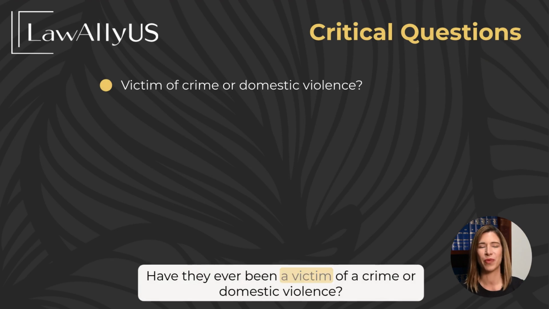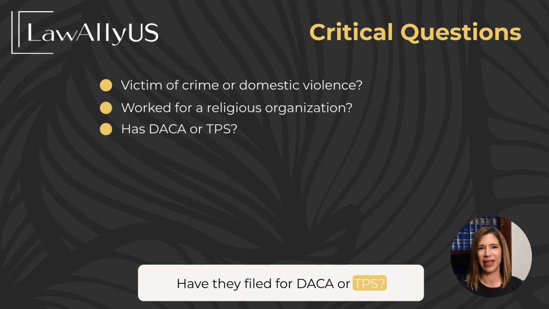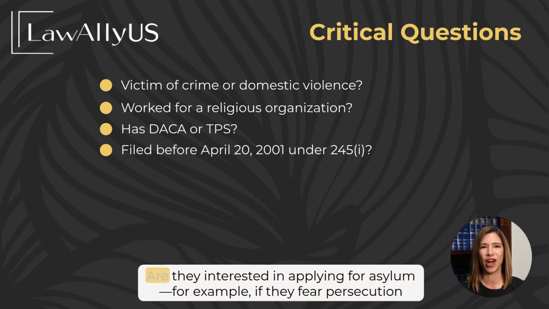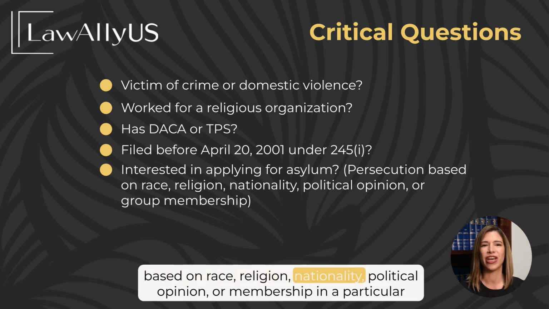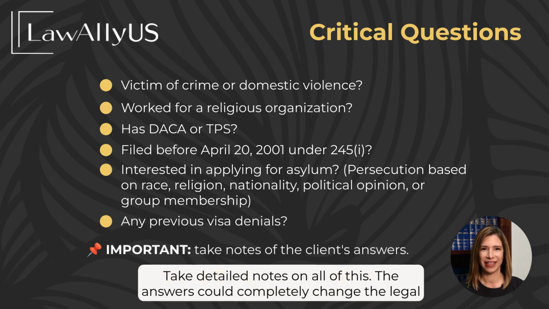Have they ever been a victim of a crime or domestic violence? Have they worked for a religious organization? Have they filed for DACA or TPS? Did they file any form before April 20th, 2001 under 245I? Are they interested in applying for asylum? For example, if they fear persecution based on race, religion, nationality, political opinion, or membership in a particular group? And finally, have they ever been denied a visa before? Take detailed notes on all of this. The answers could completely change the legal strategy.